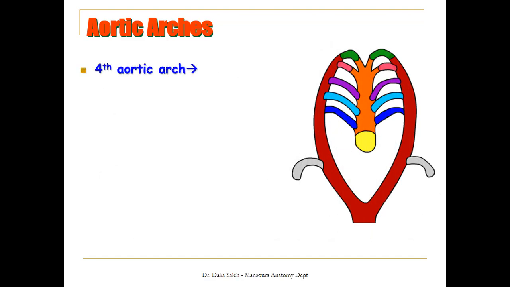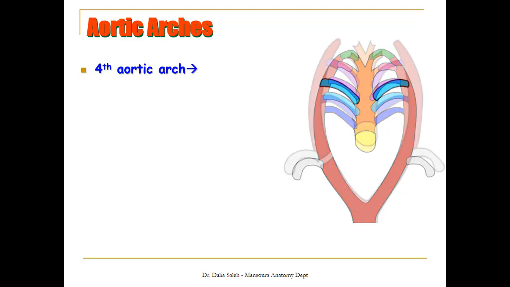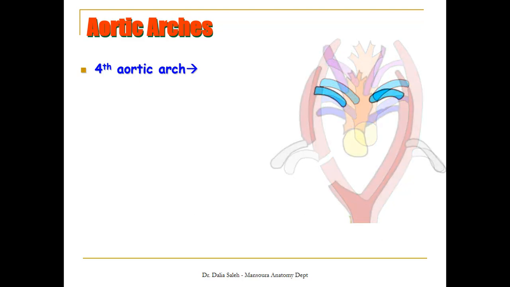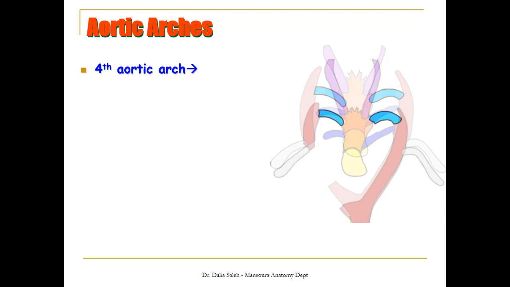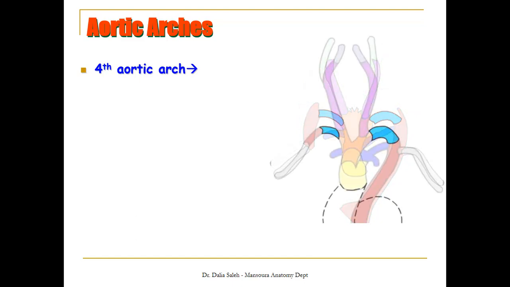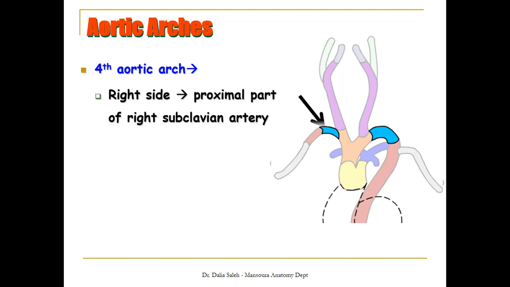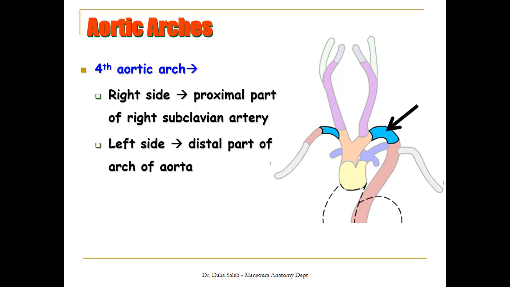For the development of the fourth aortic arch, the light blue one here, this is before remodeling, and what happens to it after remodeling? It will give us on the right side the proximal part of the right subclavian artery, while on the left side it will give us the distal part of the arch of the aorta.